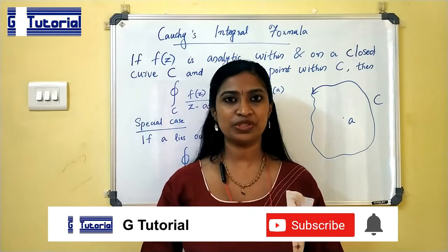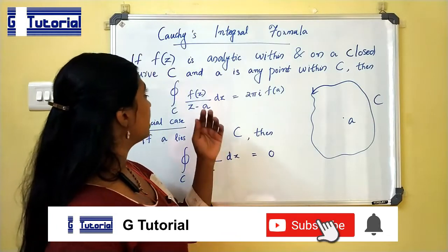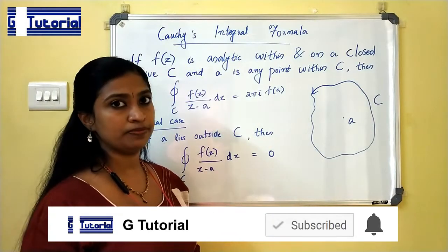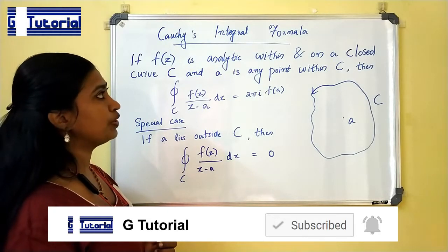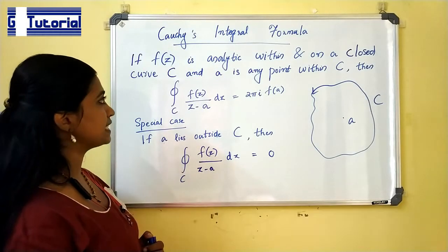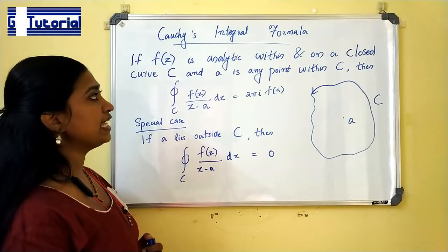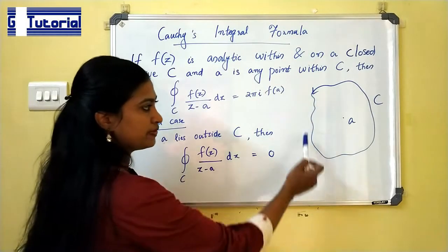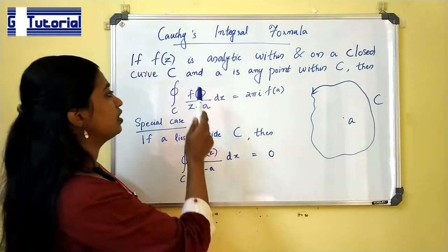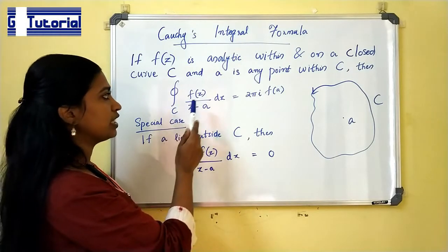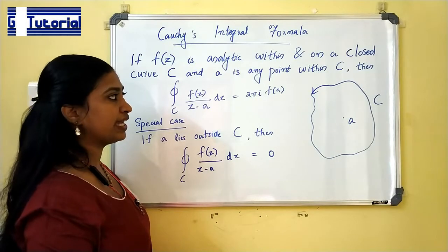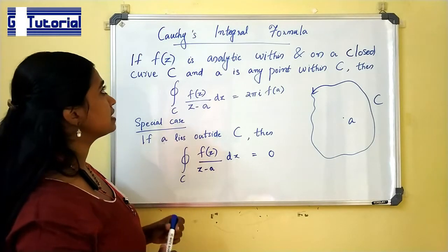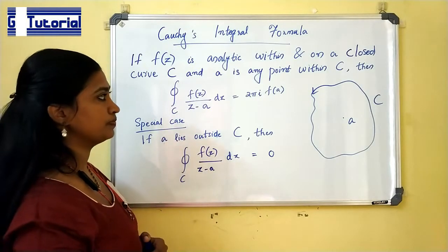Now let us get to our portions. Today we are learning about Cauchy's integral formula. If f of z is an analytic function within an enclosed curve C and a is any point within that closed curve C, then the closed integral over C of f of z by z minus a dz is equal to 2 pi i into f of a. This is Cauchy's integral formula.